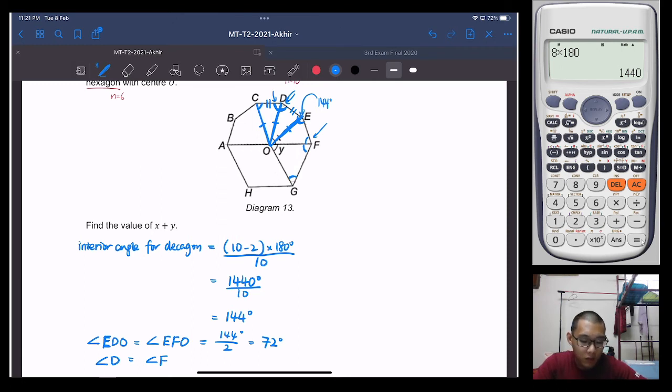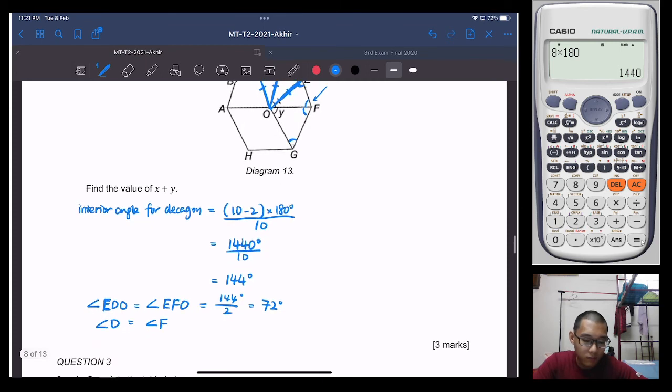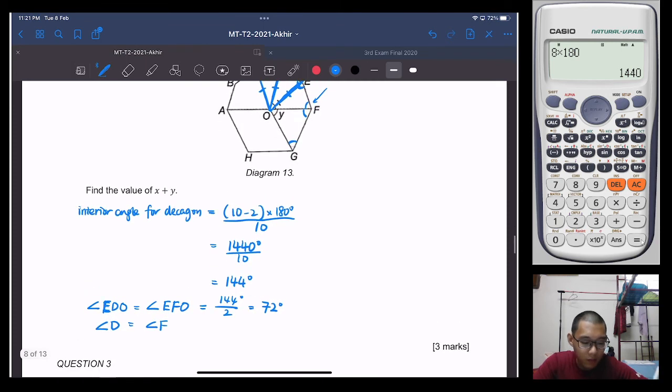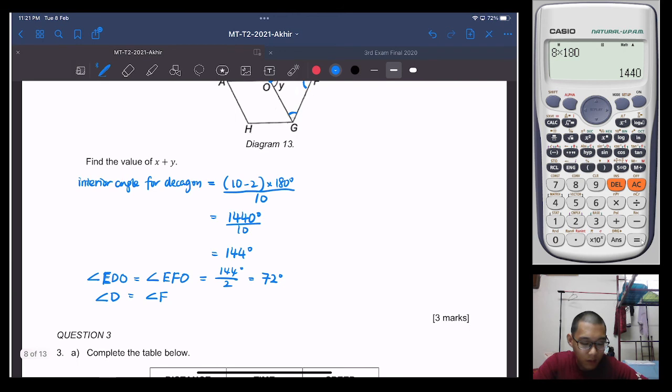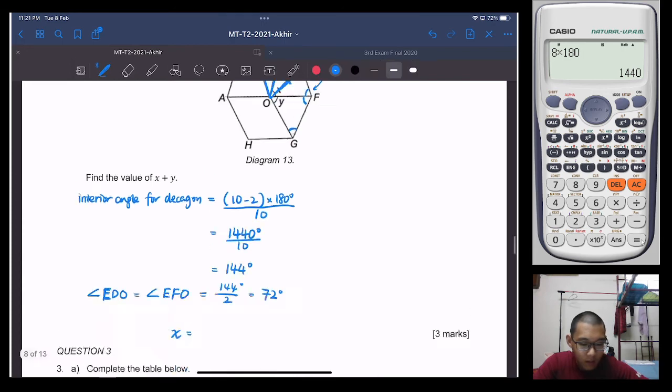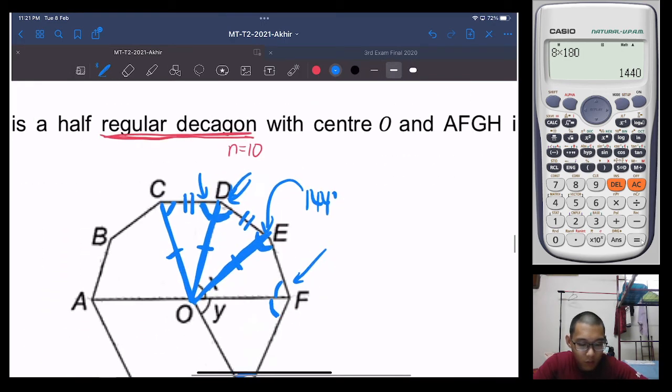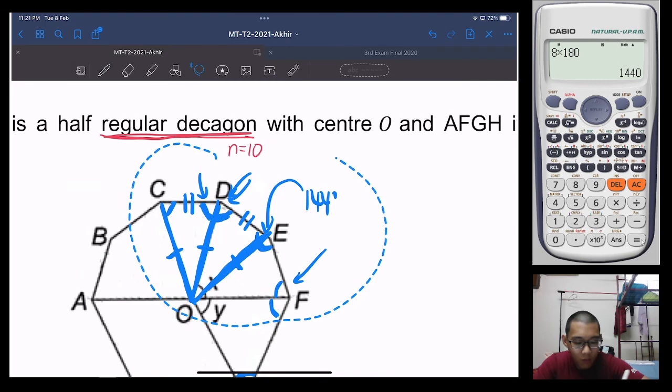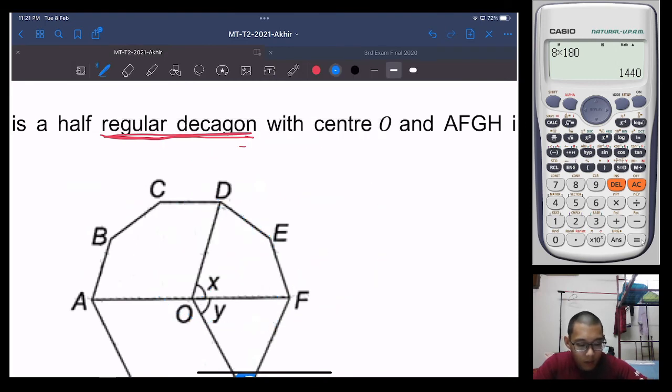Okay, 72 degree. So now we can try to find out x already. So x is equal to, because x is in the kite, right? Is in the kite. So when you try to see the kite, how was the kite? It's 144. This one 72, 72. It's a kite, right? Can you find a kite?